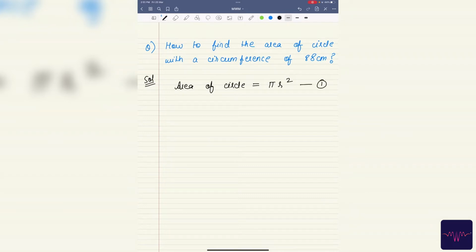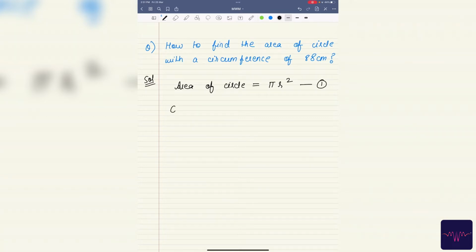It's pi r square. Now if you see, the area of a circle is dependent on radius. So the problem now shifts from finding the area of a circle to finding the radius. Finding the radius, which I call finding the missing piece, will be done with the help of information given in the question. So if you see, one part of the question says the circumference of a circle is 88 centimeter. Obviously it has been given so that we use it.